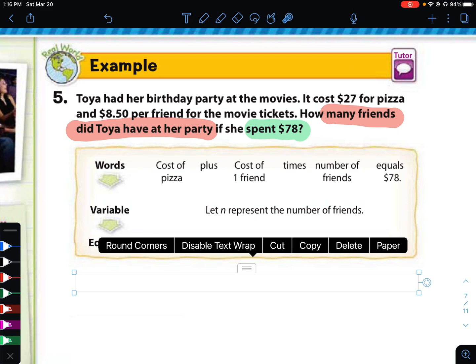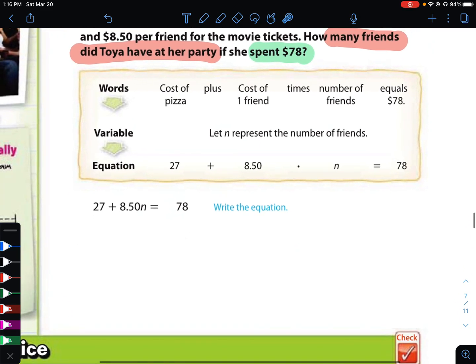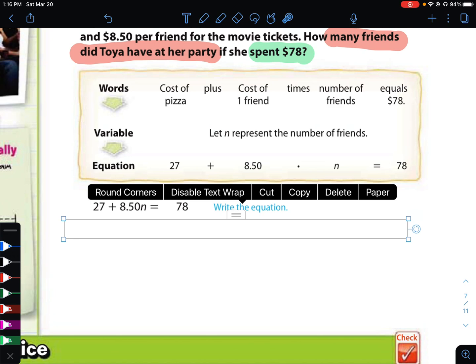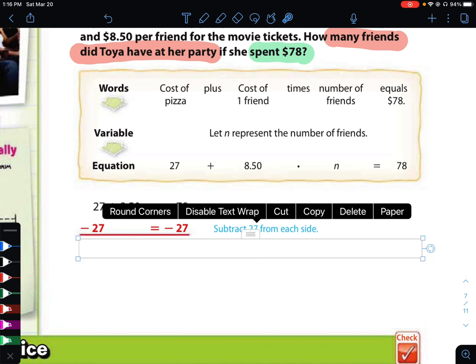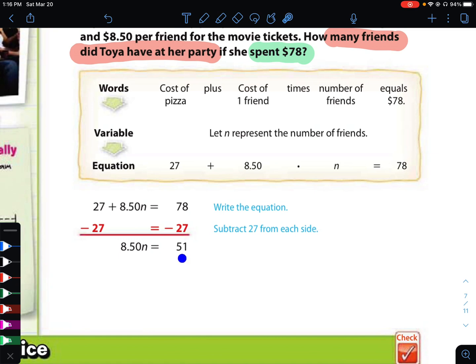Okay, so let's solve this. First, copy down our equation: 27 plus 8.5n equals 78. Again, we undo 27 first by subtracting 27 from both sides using the subtraction property of equality. So we subtract 27, that disappears. 78 minus 27 is equal to 51. And we simply bring down 8.5n here. So this becomes 8.5n equals 51.